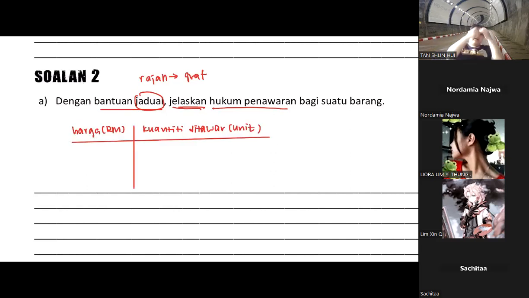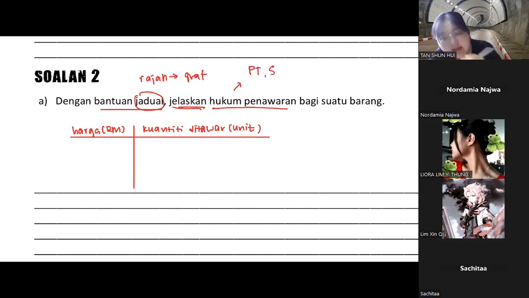Now, of course, they ask you with the help of a table, right? You no need to draw a long list of table for them because they want you to explain the law only, the law of supply. Now, the law of supply always tells you what? When price increases, supply will increase. When price reduces, supply will reduce. Remember? So they want you to prove this.